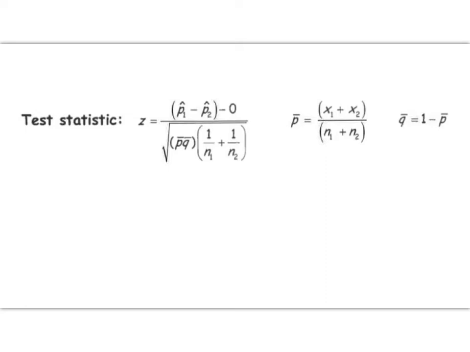And then in order to find the average of our proportions, we take the x value from our first population plus the x value from our second population. That's the number of people with the characteristics we are looking for, and we divide that by the sample sizes added together. And then the average of our Q values is 1 minus the average of our P values.